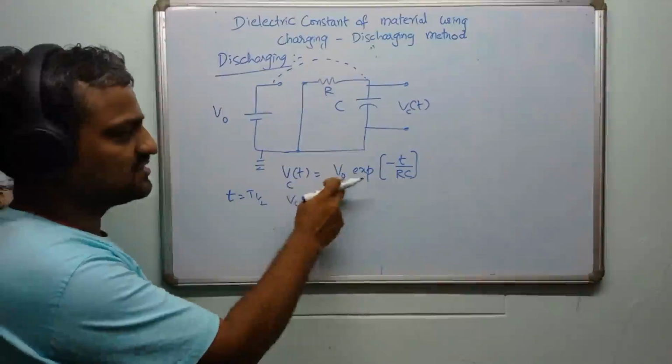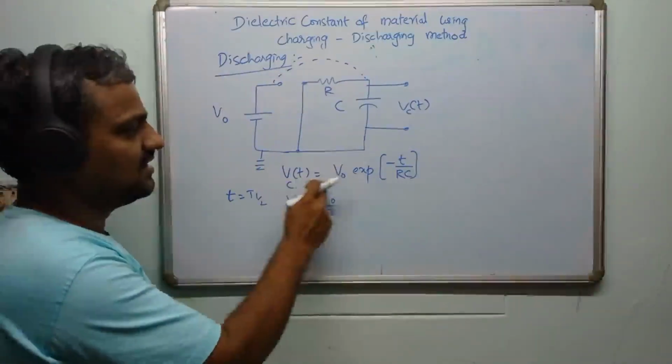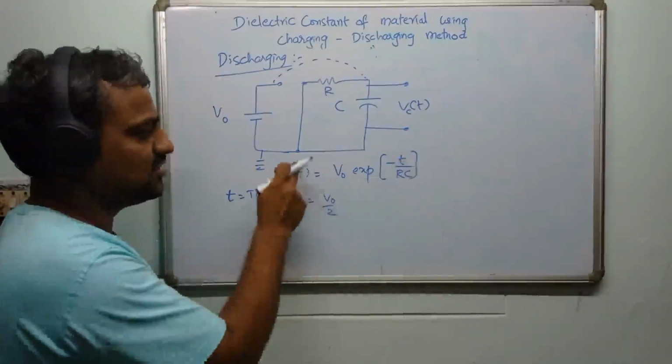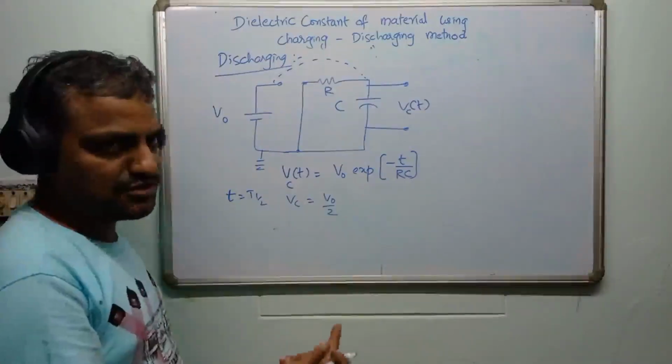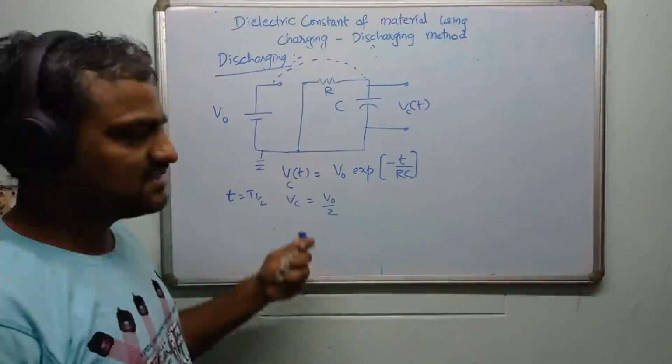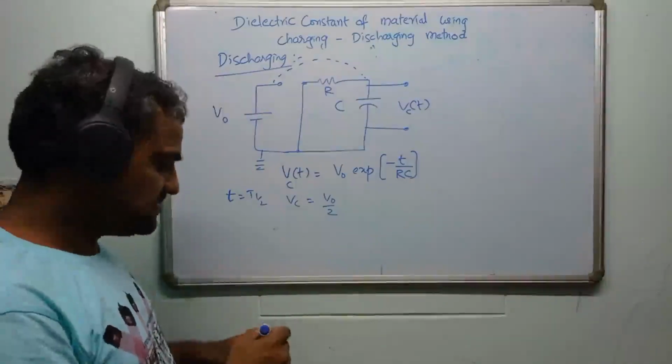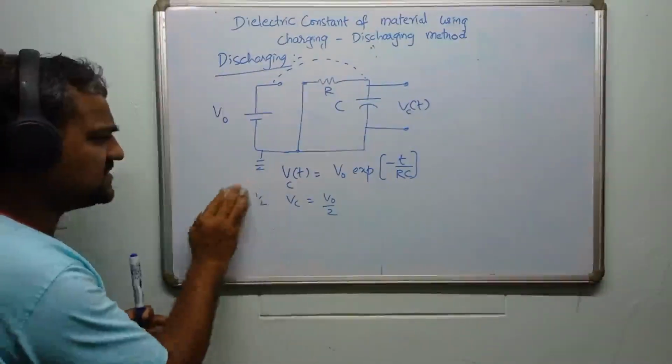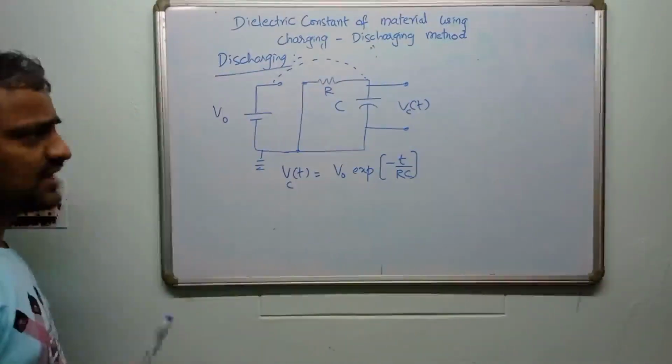This is V0 by 2 and this is V0. So V0 gets cancelled, and once again e power minus x is equal to 1 by 2, or e power x equal to 2. So same expression. Once again we'll get the same answer, right? So this is the discharging equation, and based on this you can sketch two graphs.